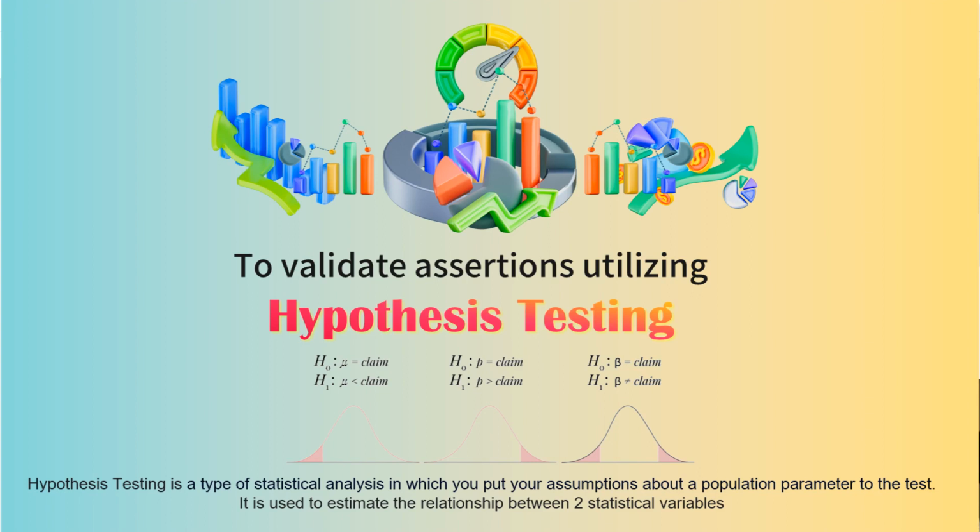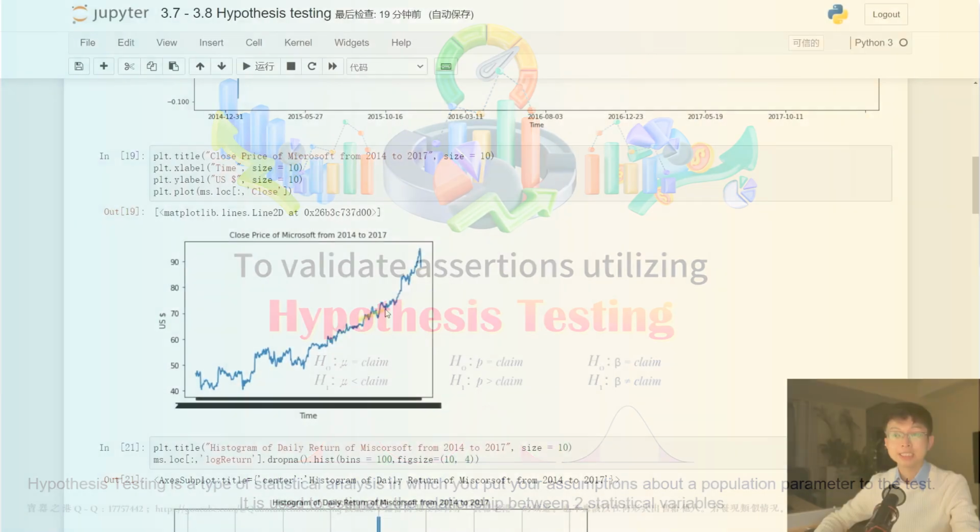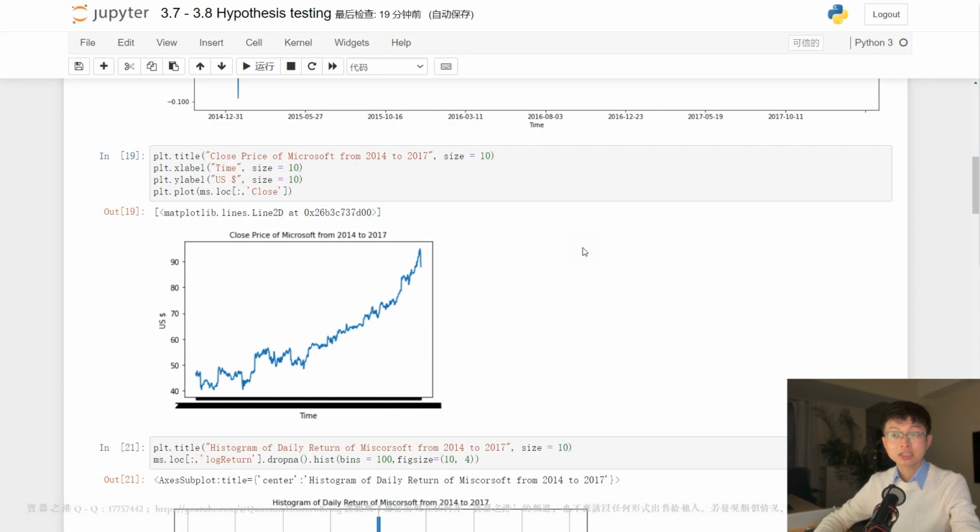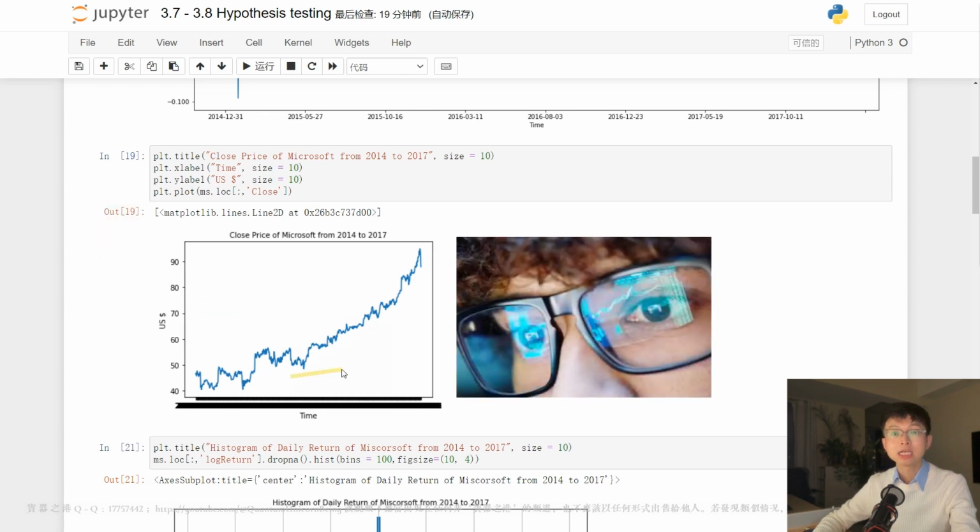In many instances, it becomes necessary to demonstrate the validity of assertions. For instance, consider the scenario where you are a venture capitalist and are presented with the graph of the daily close price of Microsoft from 2014 to 2017. Should you invest in this stock?